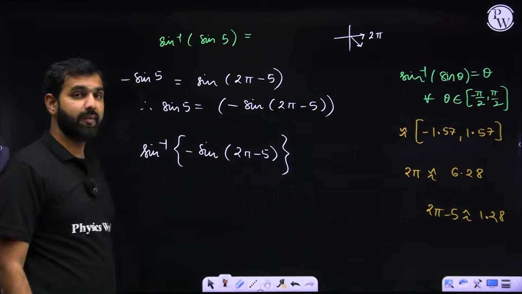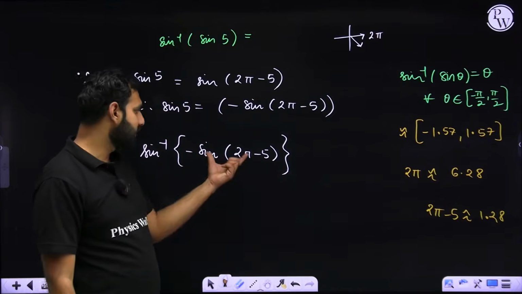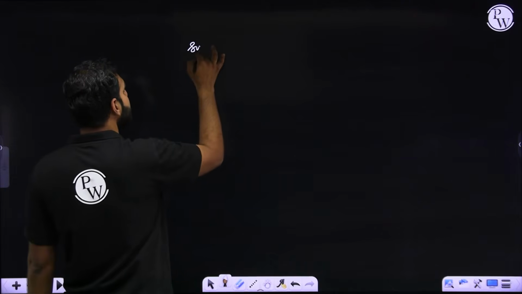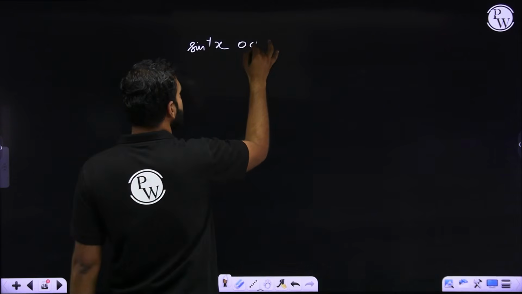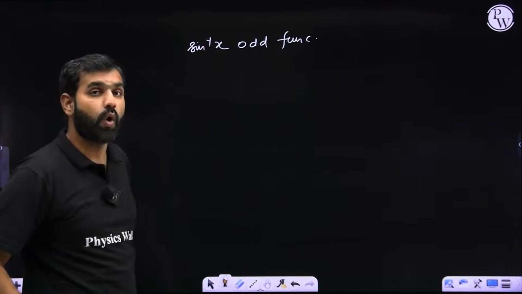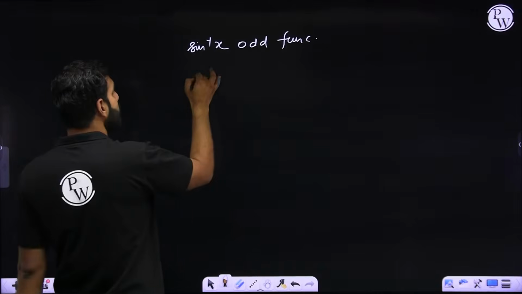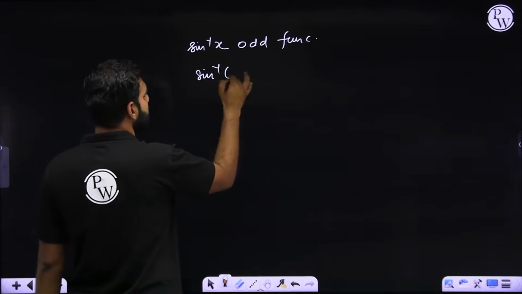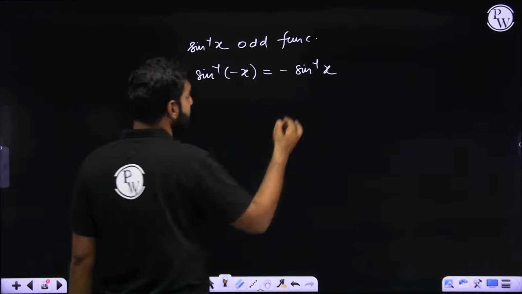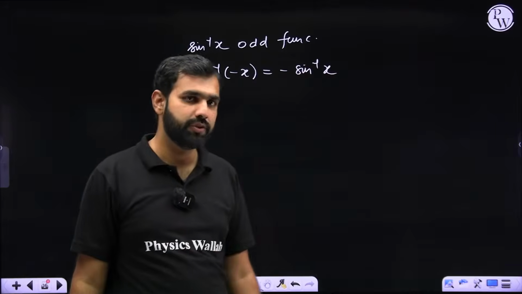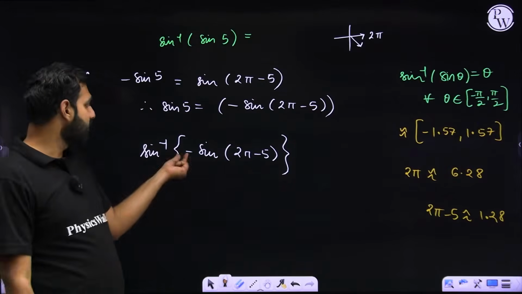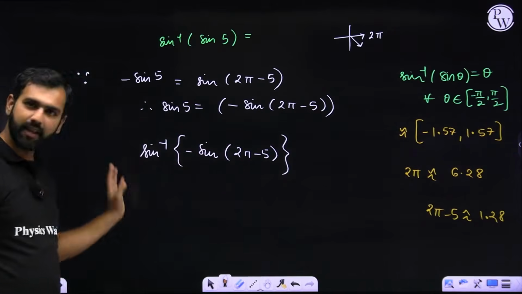I hope you are comfortably understanding this. So whatever this value is, we already had this discussion that sine inverse x is an odd function. Do you remember that? And if it is an odd function, we also had a discussion that sine inverse of minus x can be written as minus of sine inverse x. So if it is an odd function, can I not use this property here? Sine inverse of negative of something. So this negative sign can be taken outside.